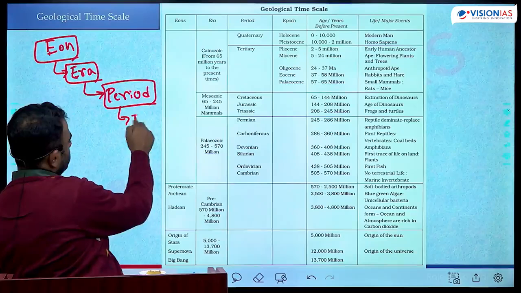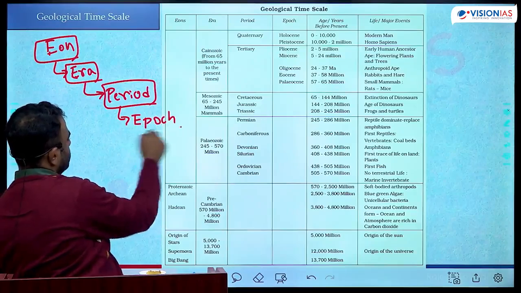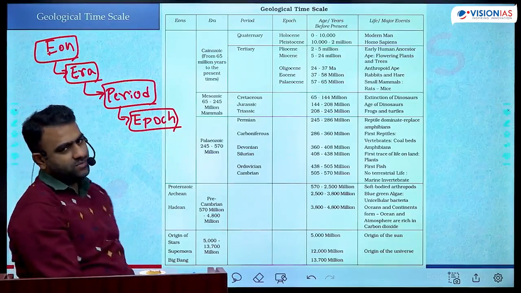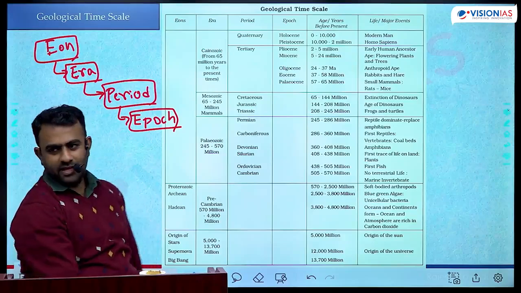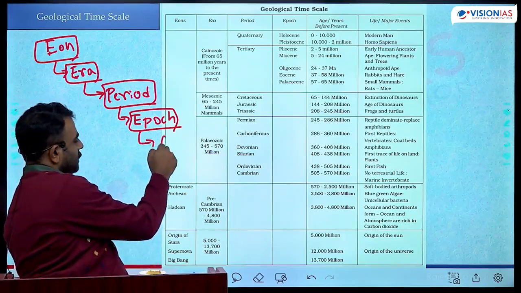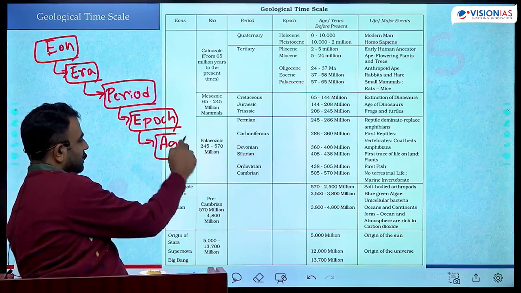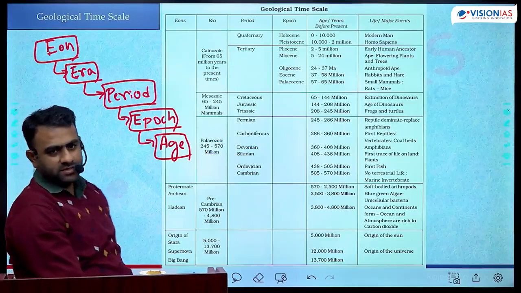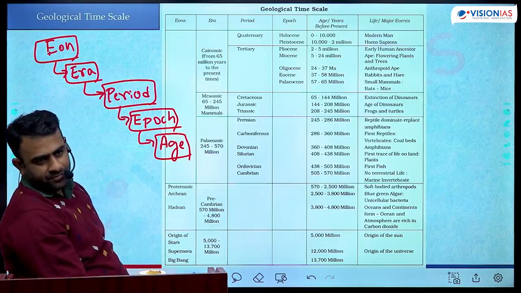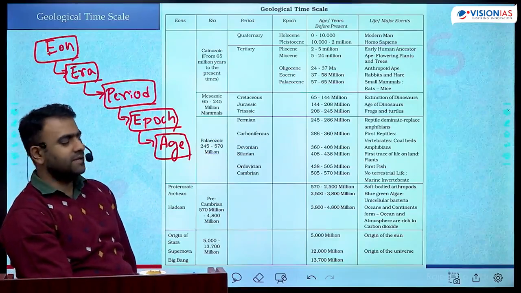Period is further divided into epoch. Epoch is approximately 8 to 10 million years, one epoch. Epoch is further divided into the last division, age. सबसे छोटा division है age. One age is approximately 4000 years. 4000 years को one age बुलाता है.